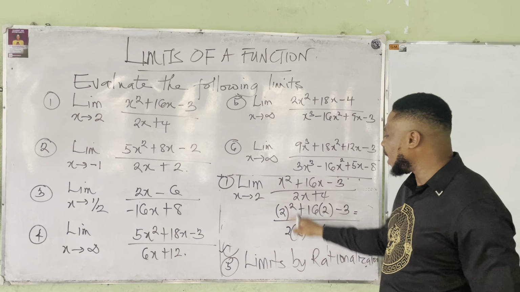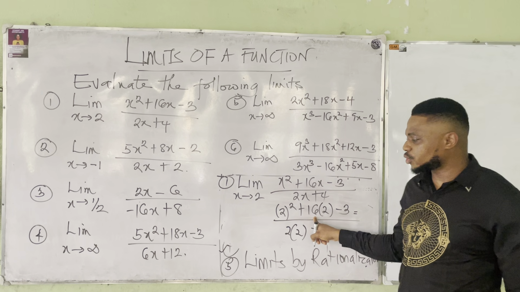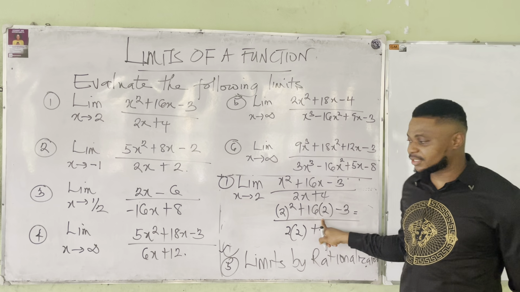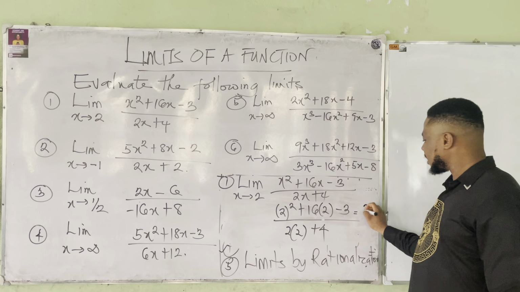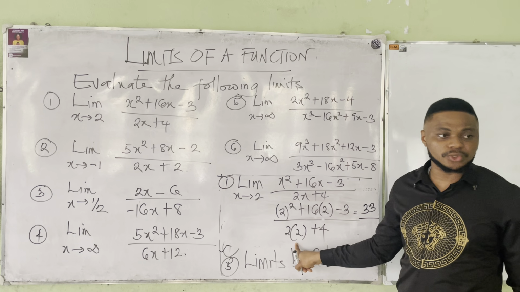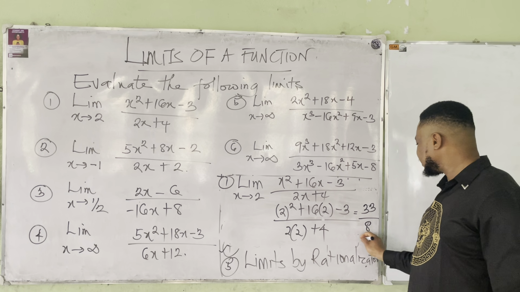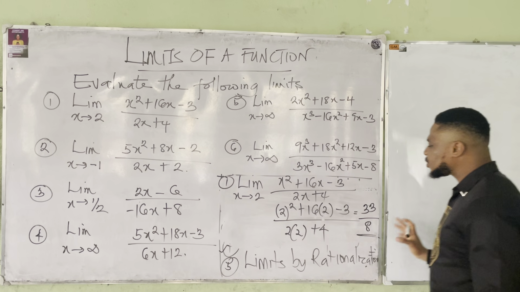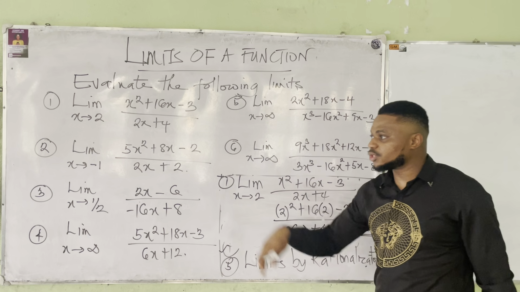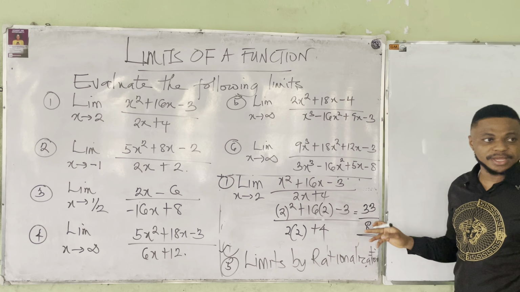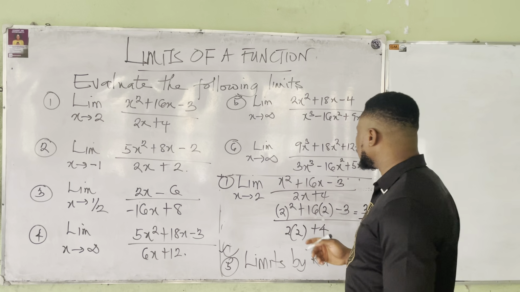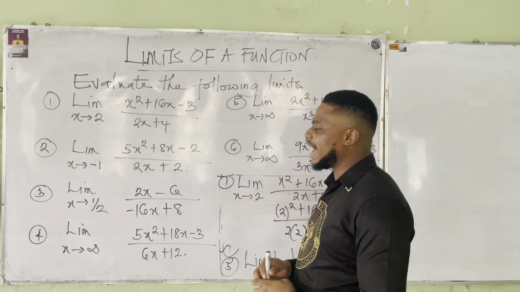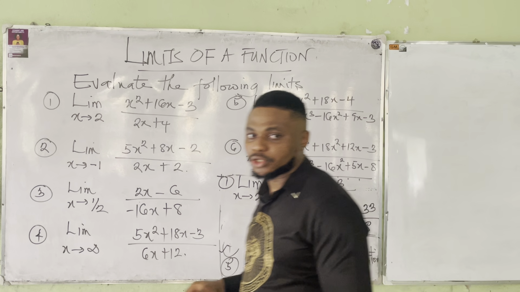Now, 2 squared is 4, right? 16 times 2 is 32. 4 plus 32 is 36. 36 minus 3 is 33. Divided by 2 times 2, which is 4, plus 4, which is 8. So our answer is 33 over 8. So by direct substitution, we have 33 over 8. Direct substitution is not usually an issue because all you have to do is substitute the value of x into the function. Is that okay?